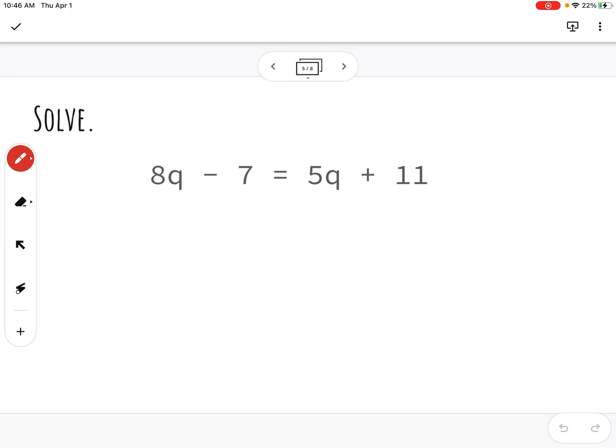Ready to try another one? Go ahead and make sure you pause the video, set this problem or equation up, and then press play when you're ready to continue.